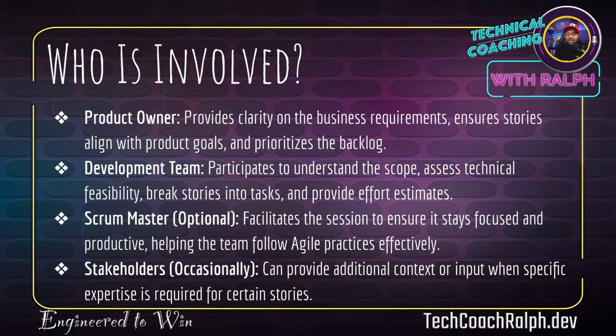And sometimes the Scrum Master will see us veering off, and they'll take that hook and bring us back in and say, all right, let's put a clock on this. Let's time box this. And if you start to talk about implementation details, no soup for you. And then stakeholders, occasionally, it's rare. I can't really say I've ever seen stakeholders inside of these story refinements. But they can provide additional context or input when specific expertise is required for certain stories. Like I said, it's very, very rare.